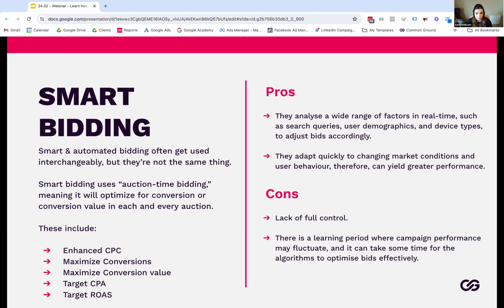They adapt quickly to changing market conditions and user behavior, therefore it can generally yield greater performance. With this, you have less control than with some of the others. There is a learning period when you switch over, where you can see results fluctuate. So you may see cost per clicks go up and down a little bit where you've made no changes in the account. This is Google learning, so you need to give it enough time to settle in before you can make more of an informed decision. But overall, these are really good strategies to incorporate into your Google Ads account.